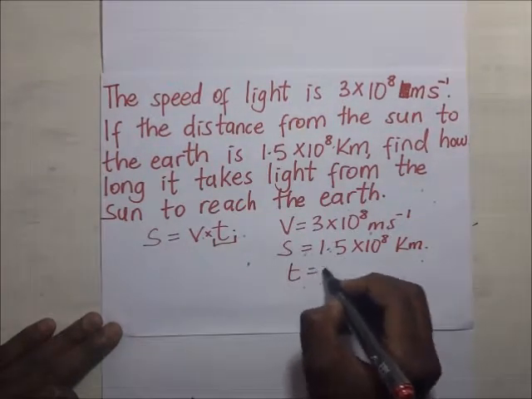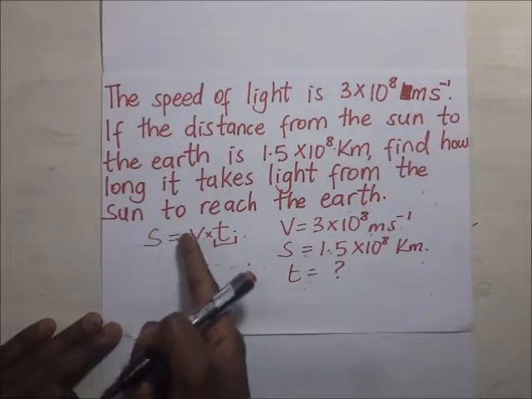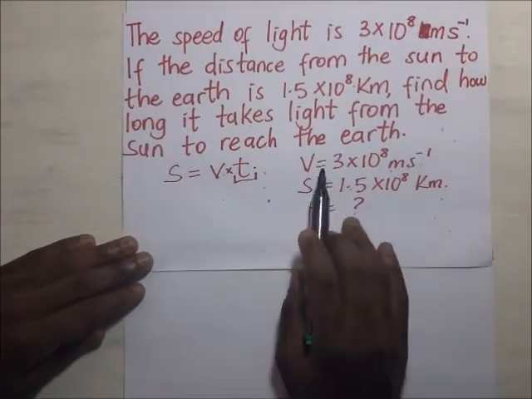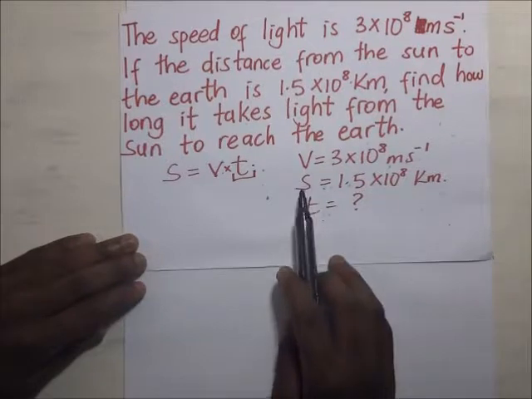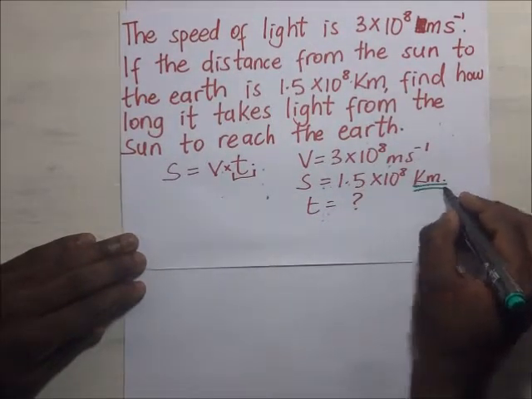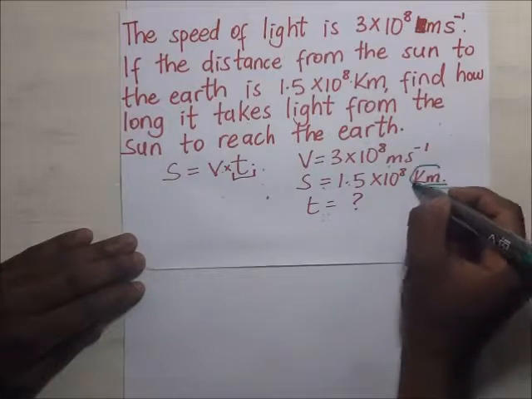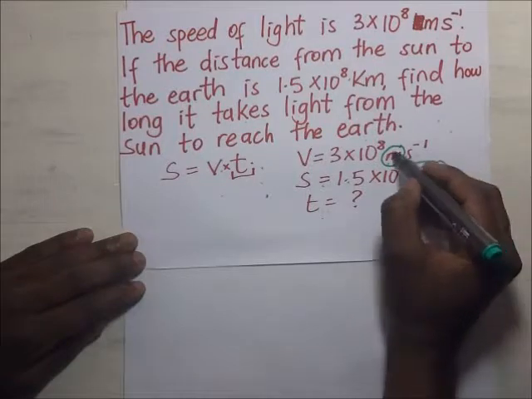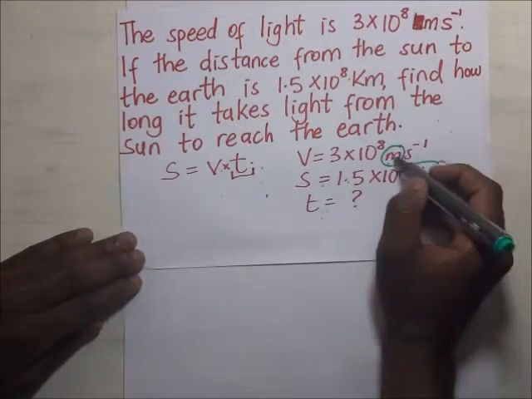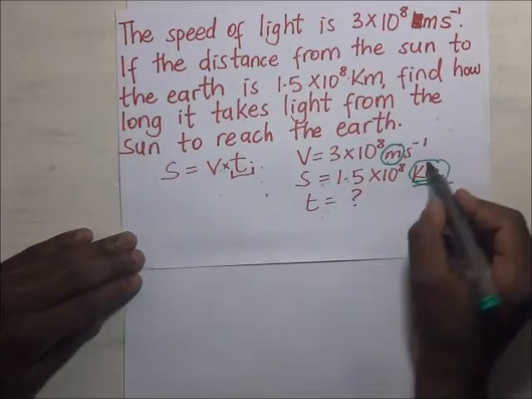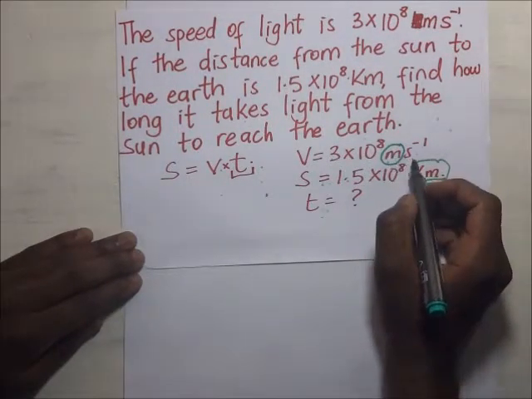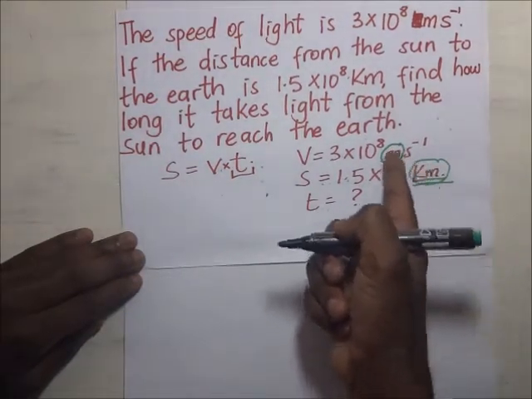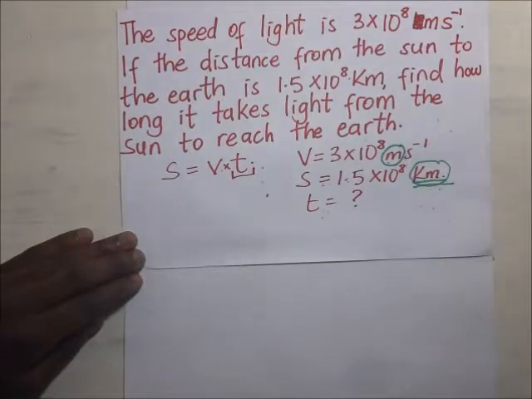So for us to be able to get our value of time, we're simply going to substitute in here. Now please take note of this, that here our velocity is in meters per second and our distance is in kilometers. We need to harmonize these units. They are either both kilometers or both meters. But I think it's easier to convert these kilometers to meters, so that when we are dividing the two, these meters cancel out and our value of time is only remaining with per second.